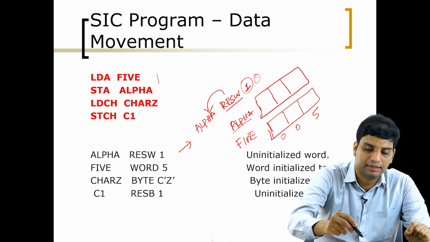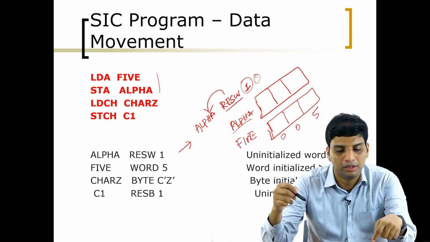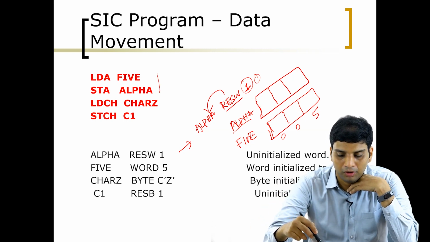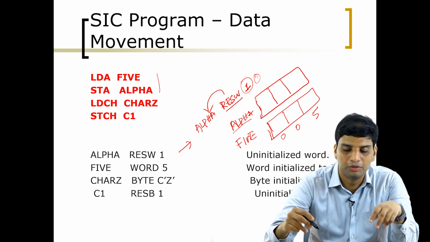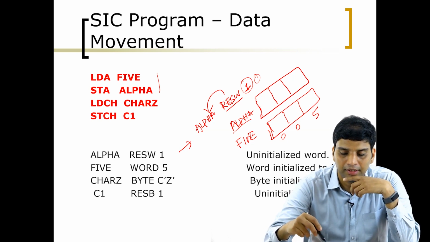Next, we will see the first 2 lines of the program. The first line says LDA 5, that means load into accumulator 5. Now, what does 5 contain? 0, 0, 5. That means it contains a value called 5. Now it is loaded into the accumulator. Now the contents of 5 are loaded into the accumulator.